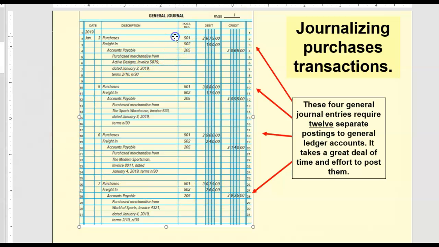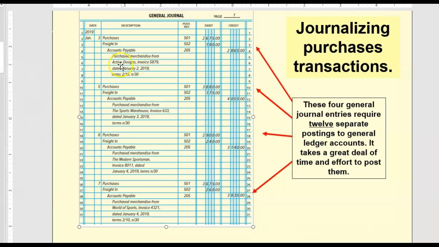So we have a purchase of merchandise. We have the freight, which is the cost of shipping it. Notice they're both debits. And then, of course, we charged it, and we owe the money within 30 days. And that's $2,865 here. Those two added together is how much goes to accounts payable.